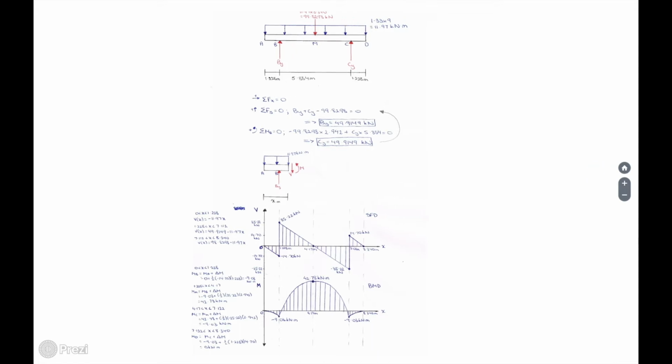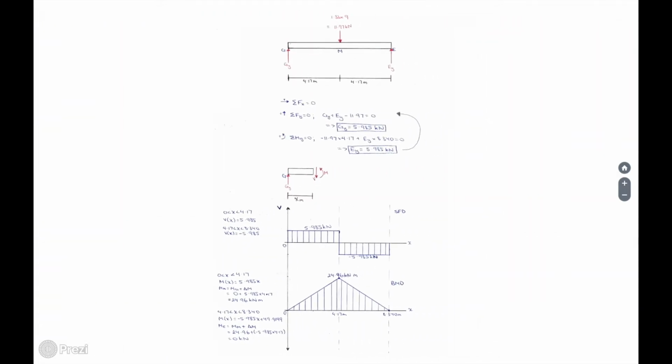After that, I did the same thing for the beam GE. So instead of using the UDL, we used a point load of 11.97, which is again calculated by 1.33 times the last digit of my student number. Then we found the reaction forces by doing the same thing, and then I moved on to finding the shear force diagram and the bending moment diagram by calculating the equations on the left-hand side using the diagram in the middle of the page.